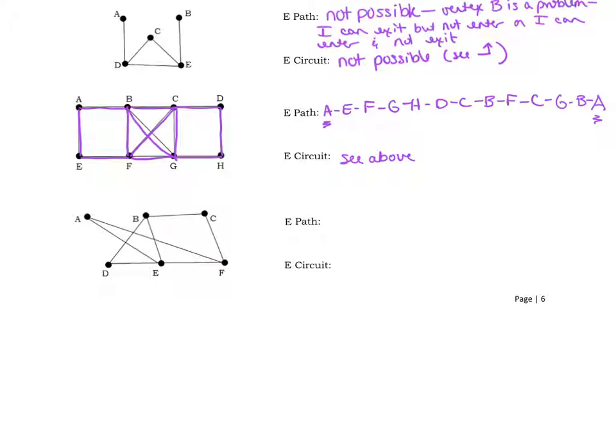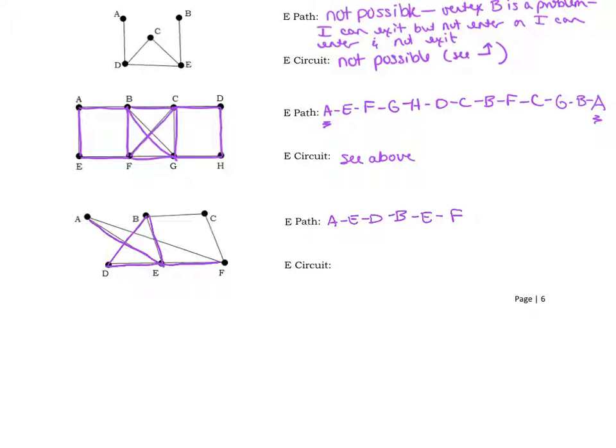Okay, so this next one here, let's try again an Euler path. If I was going to start at vertex A, which is where I typically try to start things, if I go from A to E, then let's go over to D, then I could go up to B, then I could go back down to E, then I'd have to go over to F. I wouldn't have a choice.